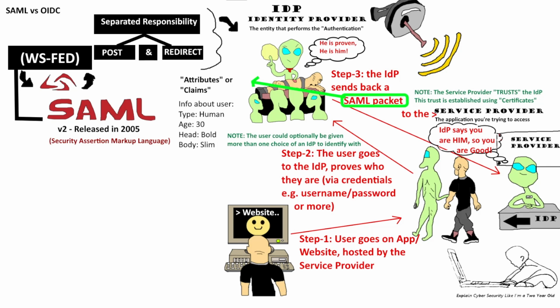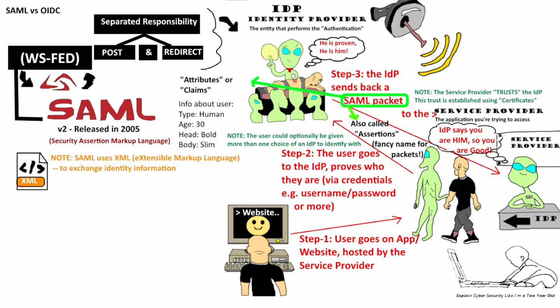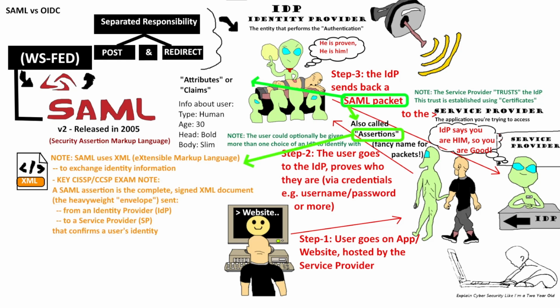Now, an even important technical keynote for your CISSP and CCSP exams. Do not get the terms confused between attributes and what is known as assertions. Attributes, as we just explained, are more about the data payload, whereas assertions are the fancy name for the overall SAML packet. That is then returned from the IDP back to the service provider saying that the user is all good. And this SAML assertion, aka packet, is used to exchange identity information and uses XML, extensible markup language.